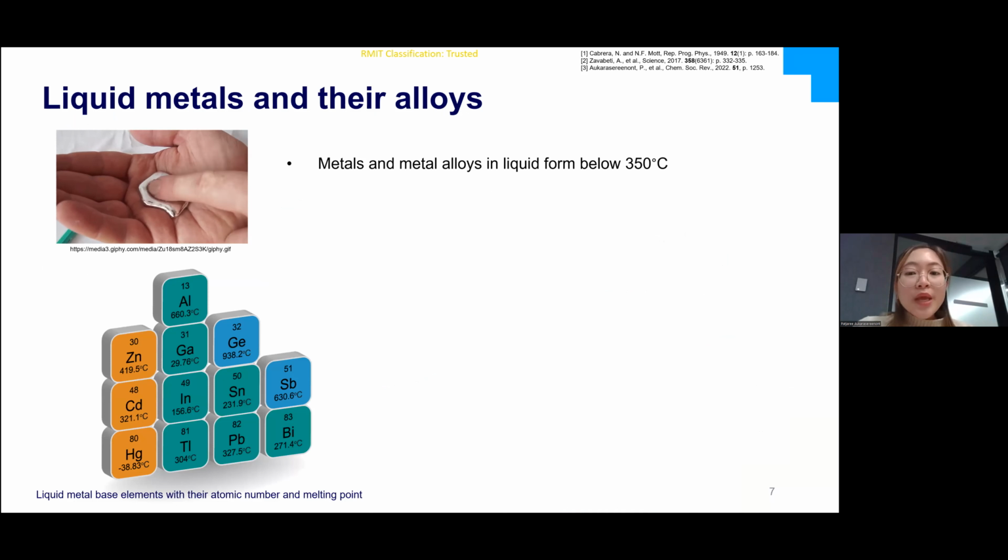So we identify liquid metals as metals and alloys in the liquid form at relatively low temperature, about 350-400 degrees C. Actually, both the core and interface of the liquid metals can be exploited in many applications, but the latter part, which is the interface of the liquid metals and alloys, plays a key role in the material synthesis. So we will focus on this one.